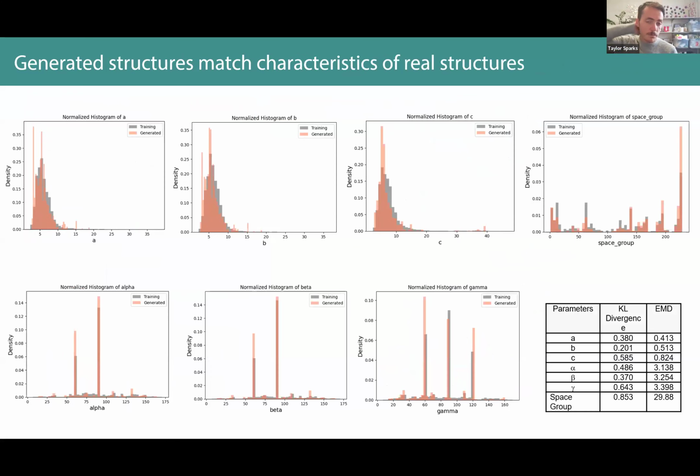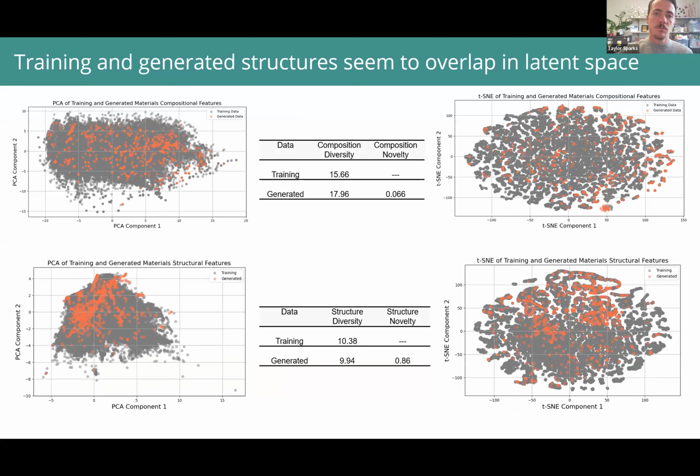Overall, though, it matches pretty darn well. Like here you see a bunch of histogram comparisons for the training data for energy above the hull and the generated data for energy above the hull. And basically it's matching. The lattice parameters are a match. The space groups are pretty much a match. The angles are pretty much a match. Like it's looking like it's doing a pretty good job of doing conditional generation based off of text guidance, which is pretty rad.